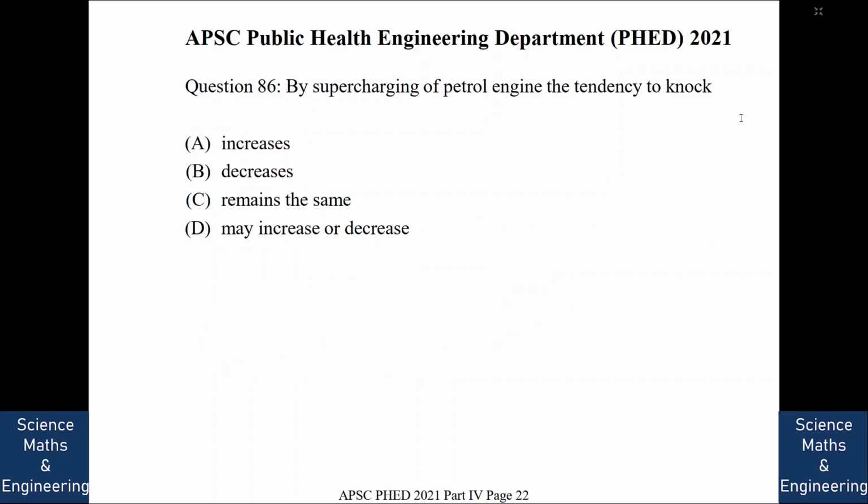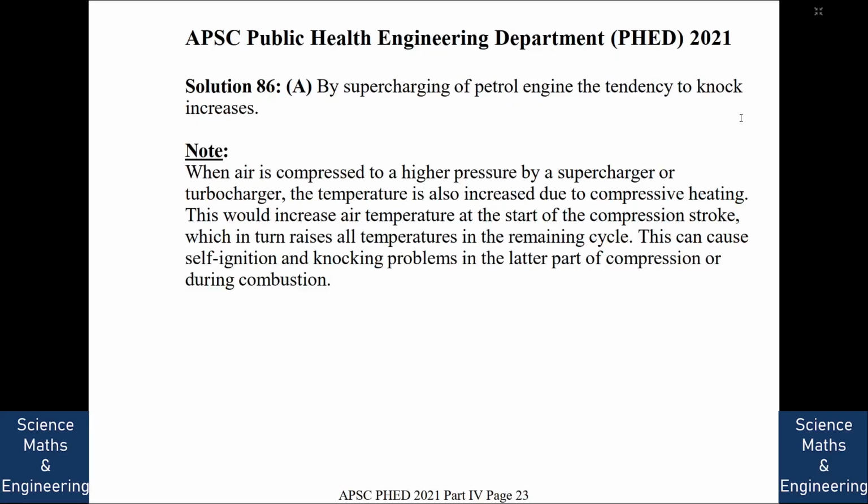By supercharging of a petrol engine, the tendency to knock increases. So what happens is that when air is compressed to a higher pressure by a supercharger or turbocharger, the temperature is also increased due to compressive heating. This raises the air temperature at the start of the compression stroke, which in turn raises all temperatures in the remaining cycle. This can cause self-ignition and knocking problems in SI engines in the later part of compression or during combustion, as seen in these petrol engines. So we'll go to the next question.